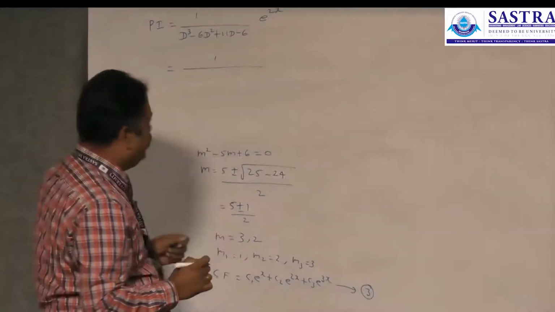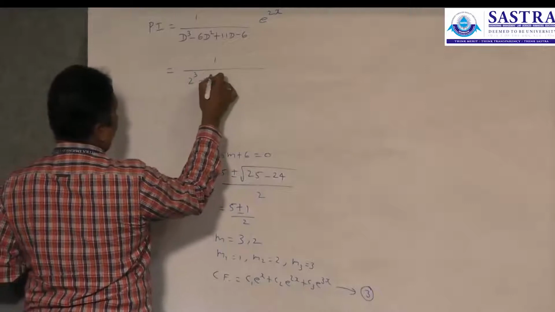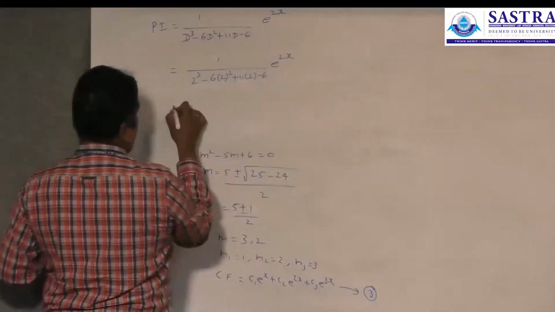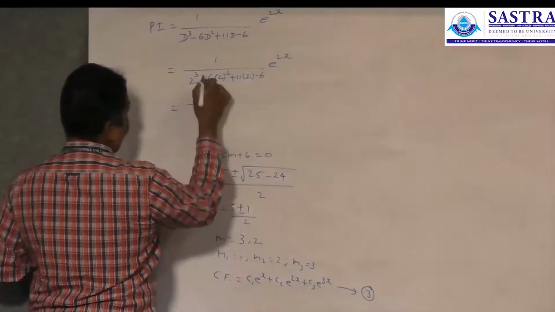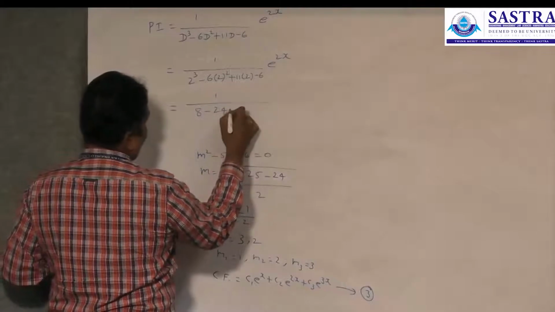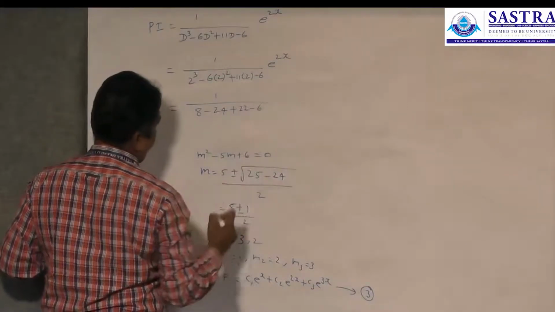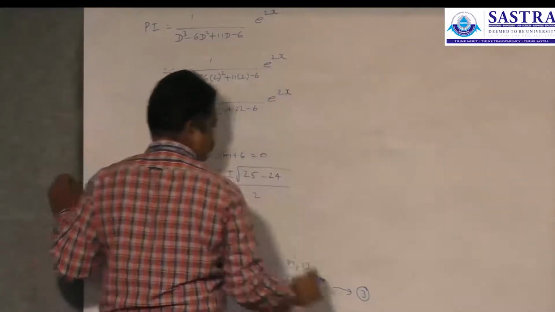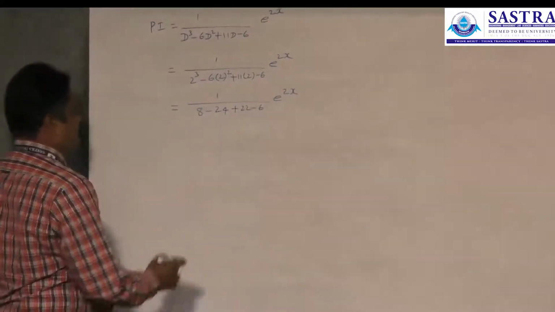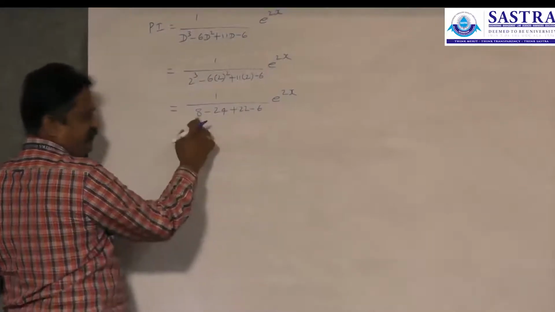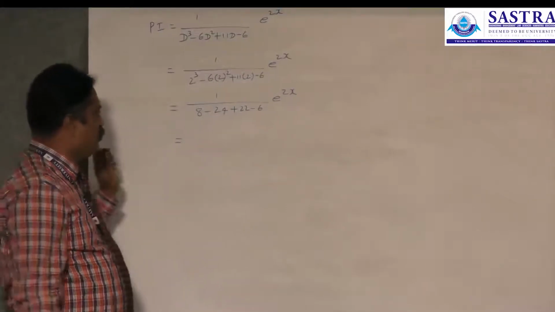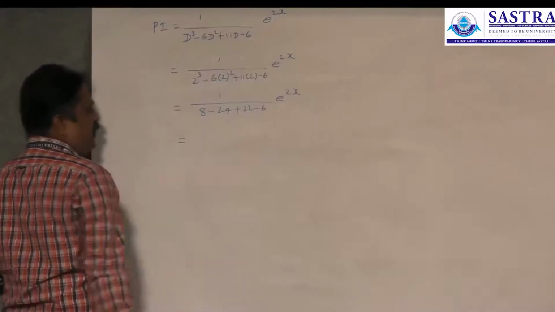If we replace d by 2, we get 2 cube minus 6 into 2 square plus 11 into 2 minus 6, into e power 2x, which is equal to 1 divided by 2 cube 8, minus 2 square 4, 4 6s are 24, plus 11 2s are 22, minus 6, e power 2x. 22 plus 8 is 30, 30 minus 24 is 6, 6 minus 6 is 0. So we get 0. So it is a case of failure.